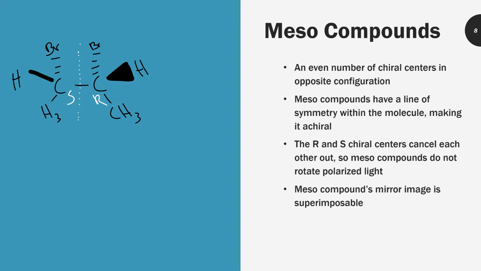So just remember, you have to have an even number of chiral centers in opposite configuration, and you have to have a line of symmetry somewhere in the molecule, which causes those to cancel out. So even if you have a molecule where you have two chiral centers in opposite configuration, but you can't draw a line of symmetry, then it's not a meso compound. Any questions? Okay, well, that's all I got.